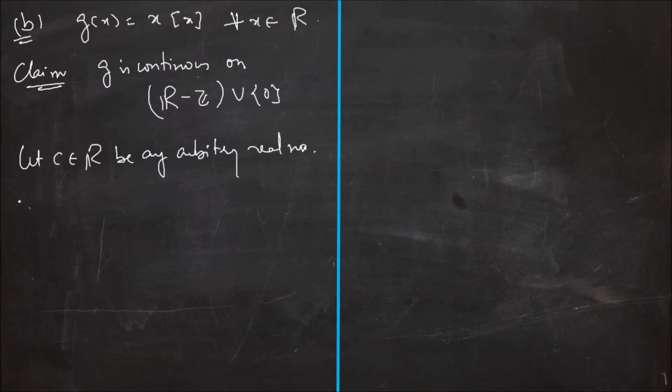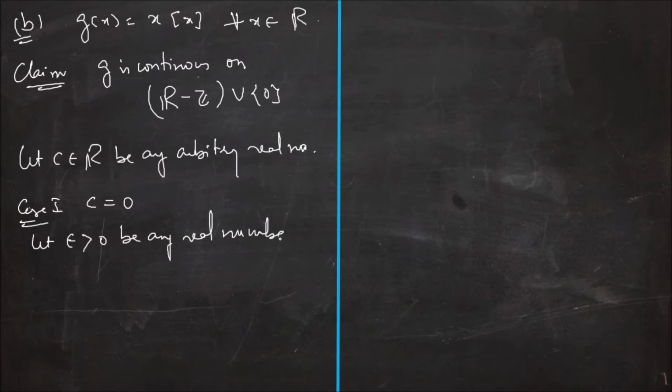So now we will do this in 3 cases. Case 1, when c is equal to 0. Case 2, when c is a non-zero integer, and case 3, when c is a non-integer. So case 1, when c is equal to 0. In this case, we will show that g is continuous. So for that, we will take any arbitrary epsilon. So let epsilon greater than 0 be any real number. So we have to show that g is continuous.